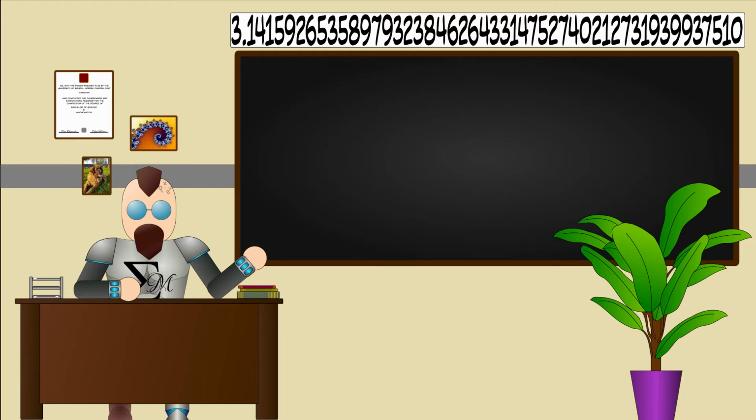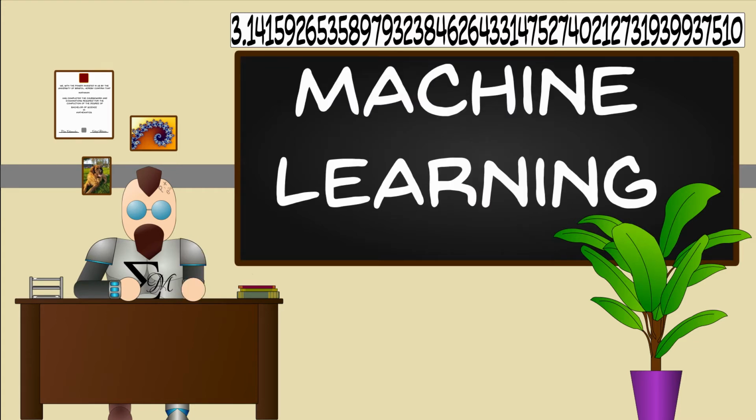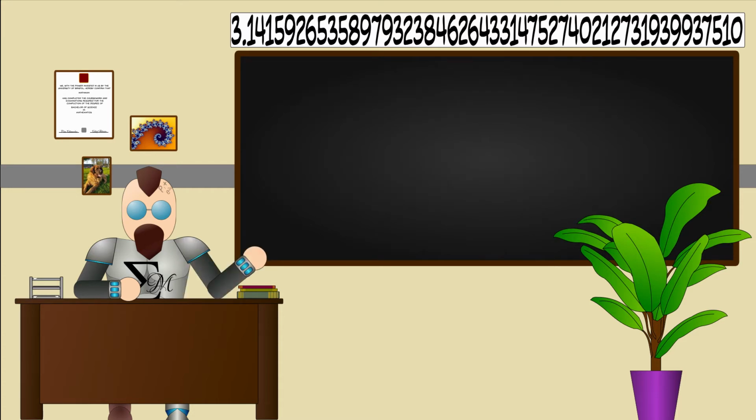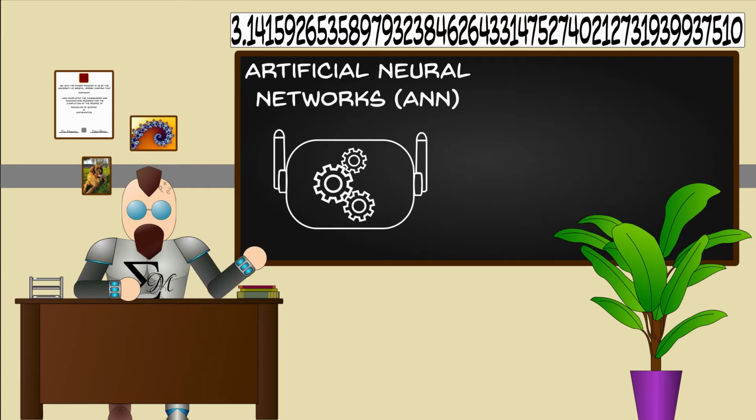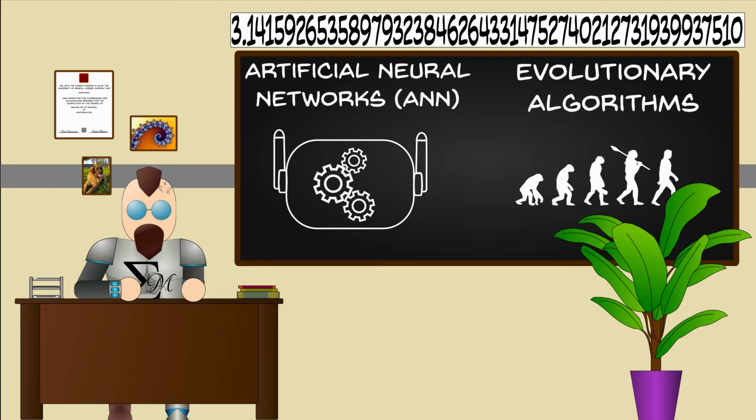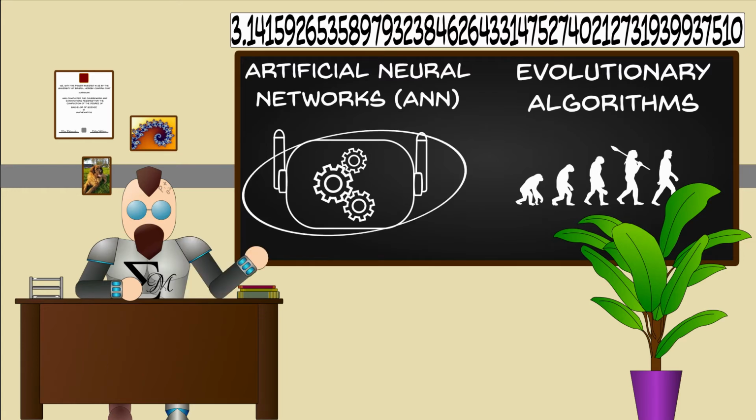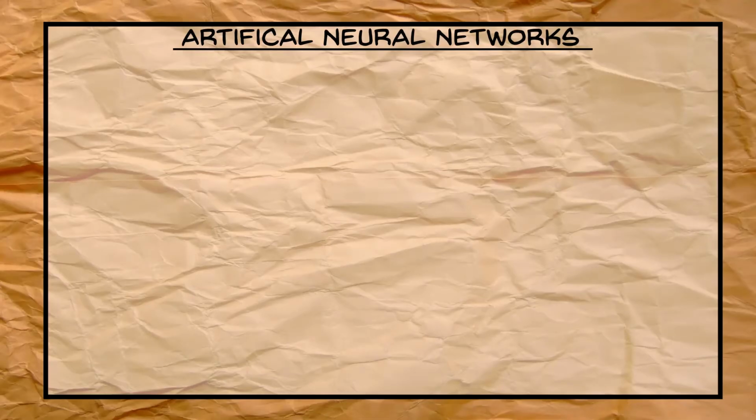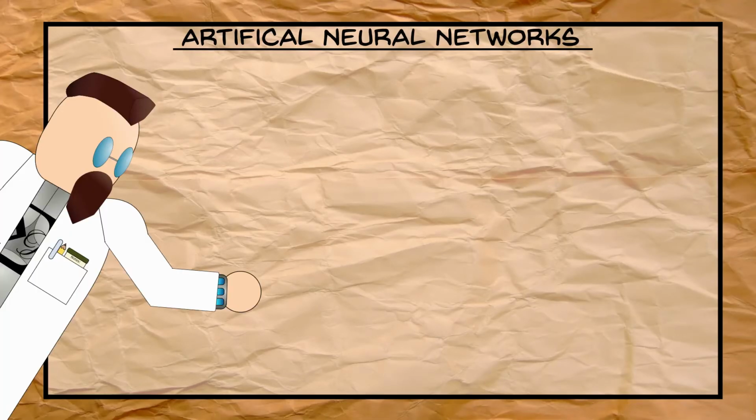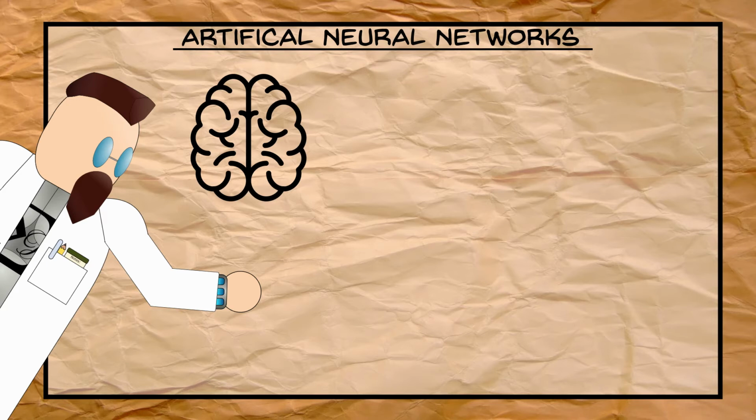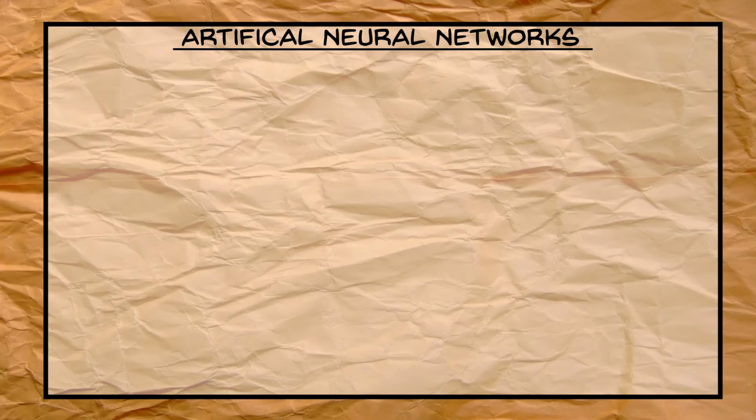This might all sound new to you, but I'm sure you have heard of this by a different name: machine learning. Two popular methods in machine learning are artificial neural networks and evolutionary algorithms. Let's take a moment and do a deep dive into how artificial neural networks actually work. In artificial neural networks, computer scientists attempt to program what happens in our brains into an AI. To do this, the programmer starts by programming an artificial neuron.